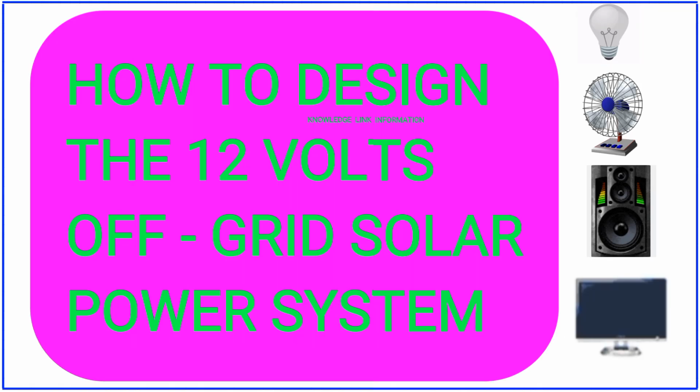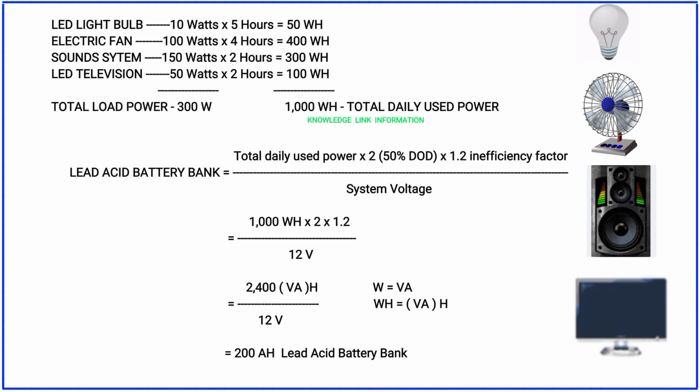How to design the 12 volts off-grid solar power system. First thing to do is to calculate the daily used power. If we like to use a 10 watts LED bulb, 100 watts electric fan, 150 watts sound system, and 50 watts LED television. They are working on different hours that have a total daily used power of 1000 watts-hour, with the total load power of 300 watts.